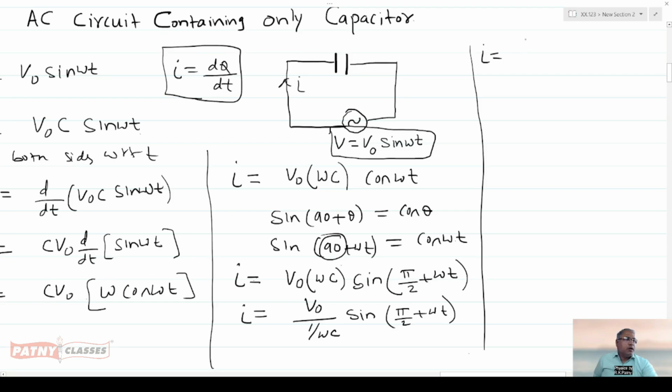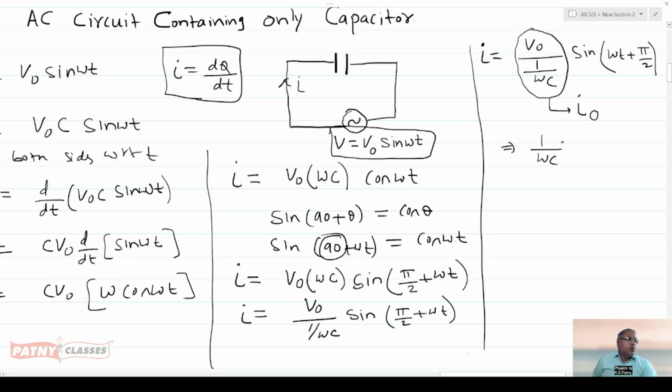So I equals V naught upon 1 divided by omega C, sine of pi by 2 plus omega t, which can be written as omega t plus pi by 2. And LHS is the current, so RHS has to be current. So here is V naught divided by something. This quantity has to be equal to I naught. So this implies 1 upon omega C is equal to resistance.